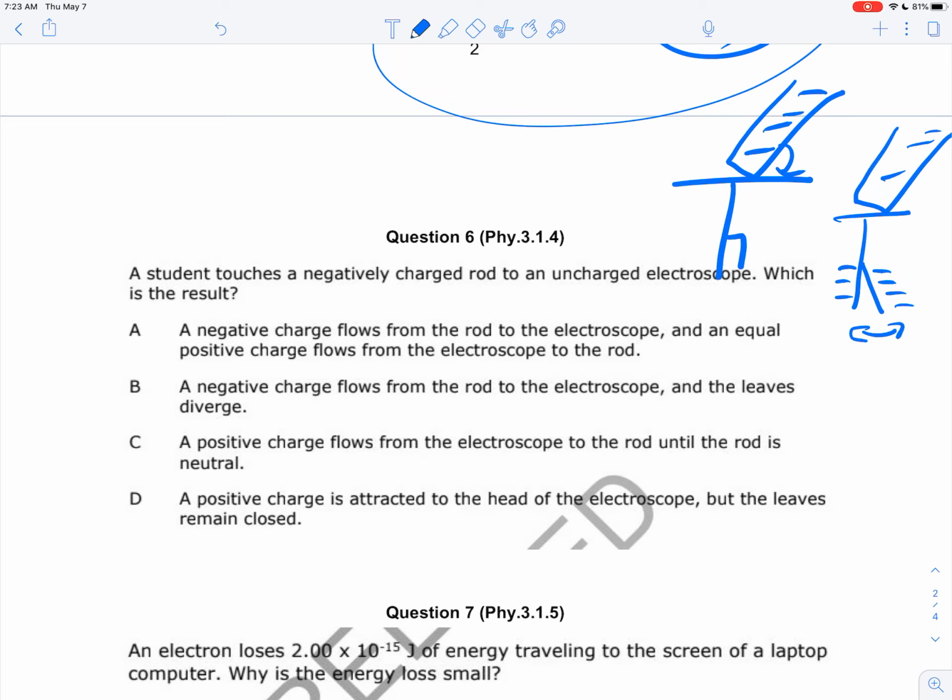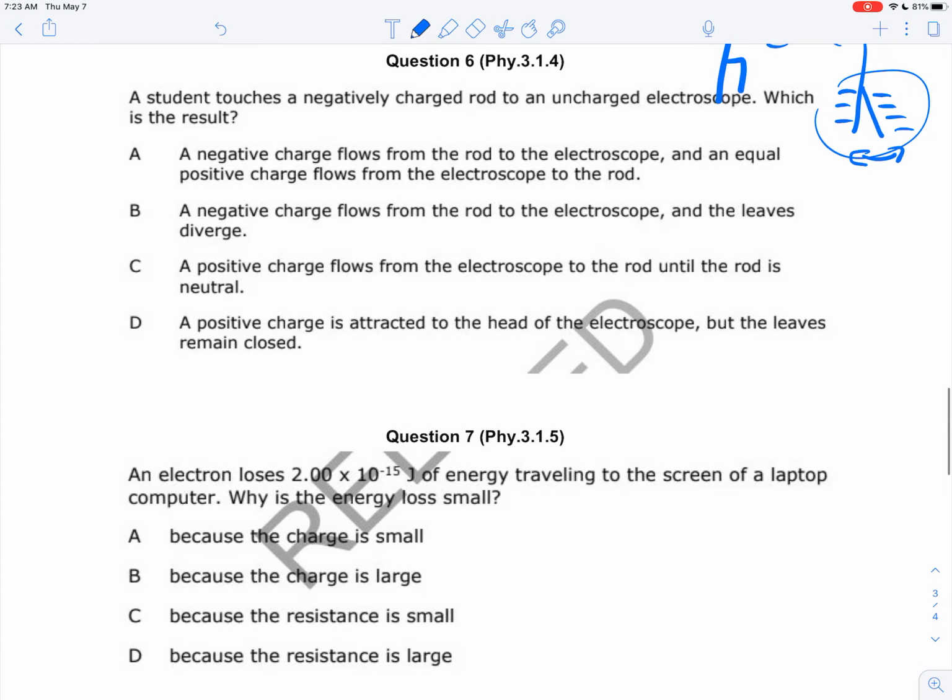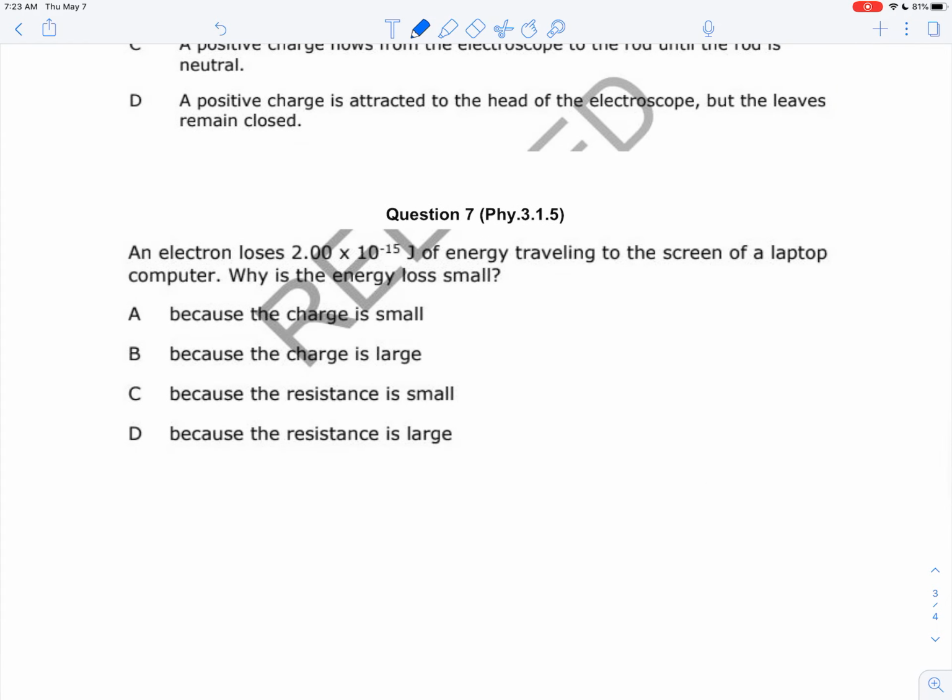But the key is that as you touch the rod to the electroscope, there's going to be a movement of electrons that are going to go down to this area. So see which scenario describes that. Which of your choices? Right, the last question, question 7. An electron loses 2.00 times 10 to the negative 15 joules of energy traveling to the screen of a laptop computer. Why is this energy loss so small?